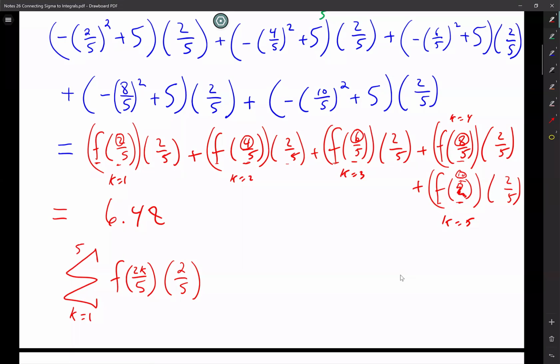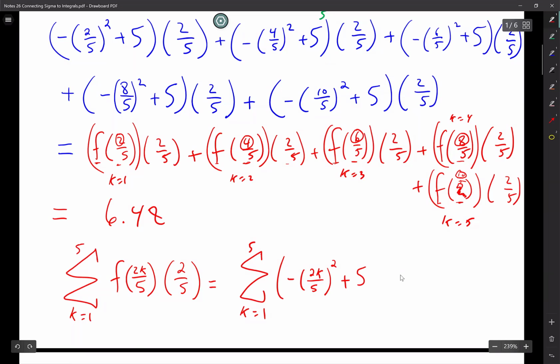That's not the only formula. You could also write it like this, guys. Start at k equals 1. You don't have to use the letter k. You can use the letter i or j, all the way to 5. Negative, let's see, 2k over 5, close, squared, plus 5, close that, times 2/5. They both mean the same thing. One uses f, the other one uses the actual expression. We still okay? All right.